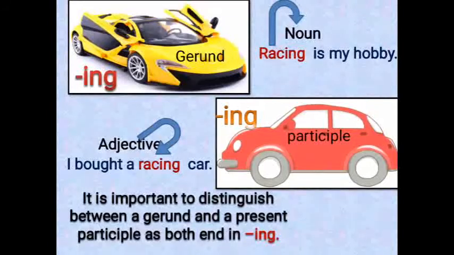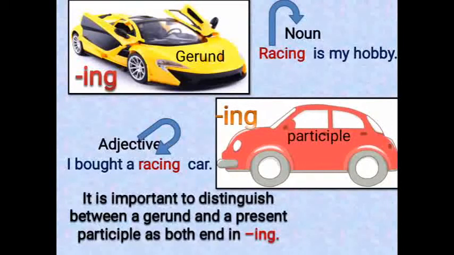Now we need to be careful when we talk about the non-finite verbs gerunds and participles, because both gerunds and participles end in ing. Both of them are added to a verb with ing. But the only difference is that the gerund acts as a noun whereas the participle acts as an adjective. Both are non-finite verbs.